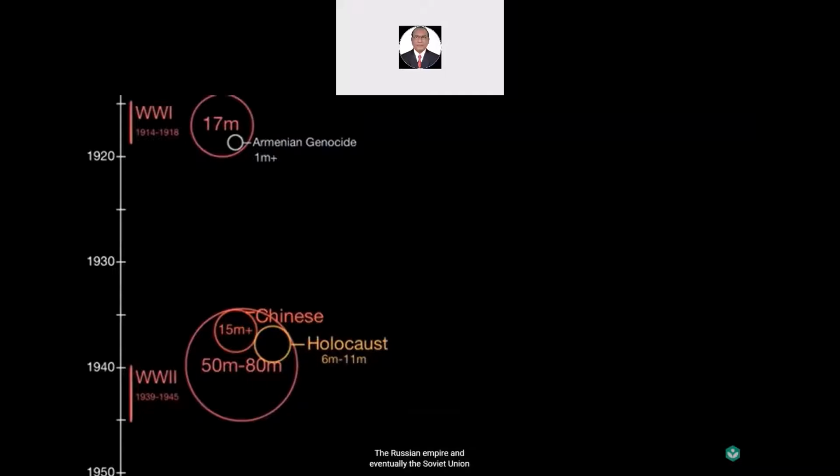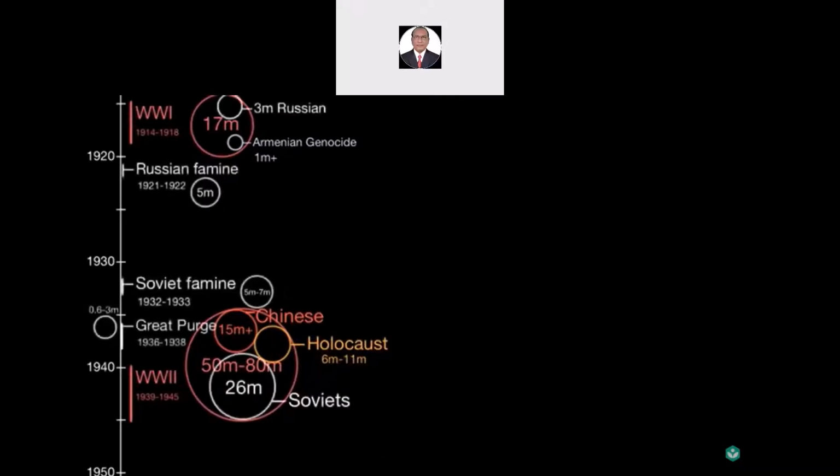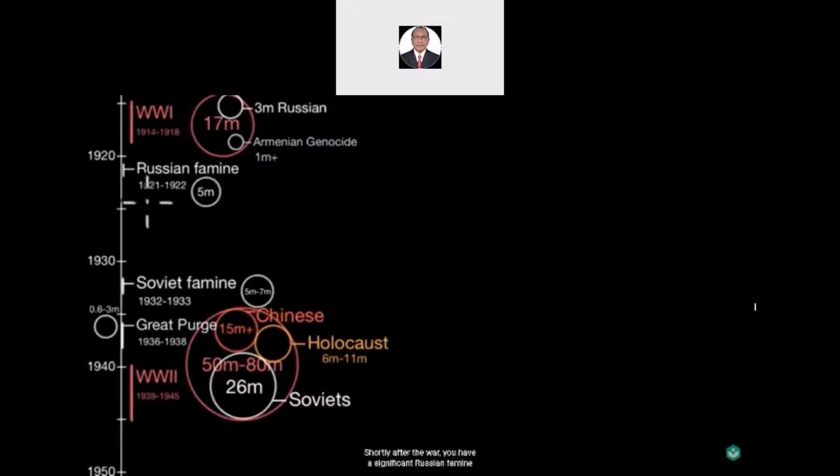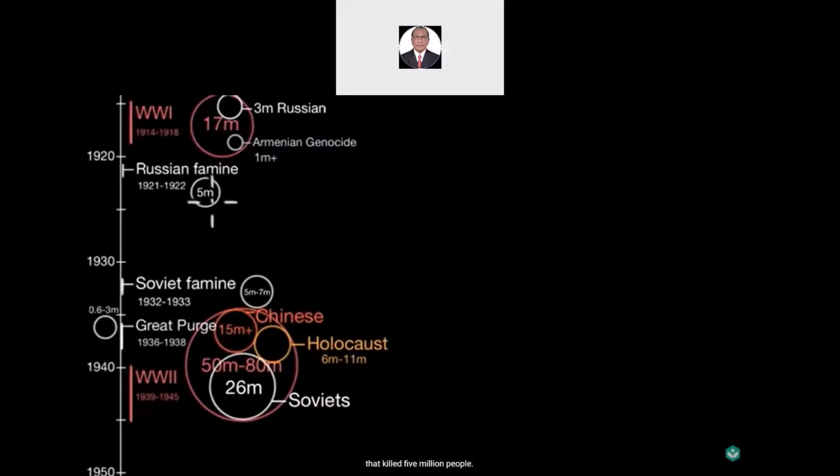The Russian Empire and eventually the Soviet Union gets especially hit hard in the first half of the 20th century. In World War I alone, 3 million Russians died. Shortly after the war, you have a significant Russian famine that kills 5 million people. Then in the early 30s, you have the Soviet famine, 5 to 7 million people.